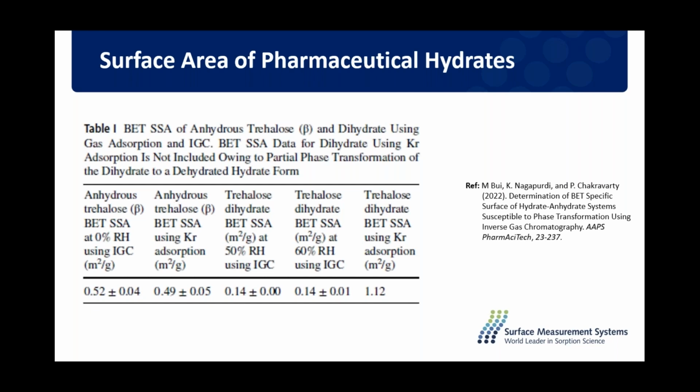So I can't measure the dihydrate form in the nitrogen system. The only way to properly measure the dihydrate was to measure it in the inverse GC at different relative humidity. You can see these researchers measured it at 50% relative humidity, and then you can directly get the dihydrate. You can see here that it's much different than with Krypton, because it's probably dehydrating during the experiment. I'm not actually measuring the hydrated form.